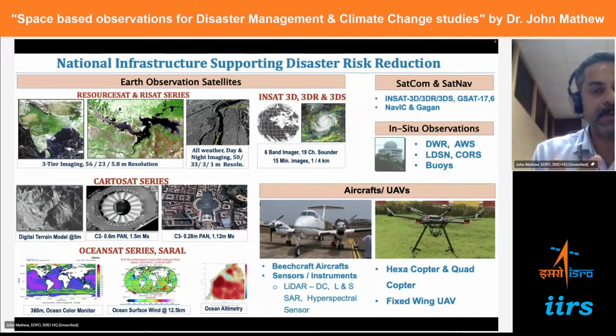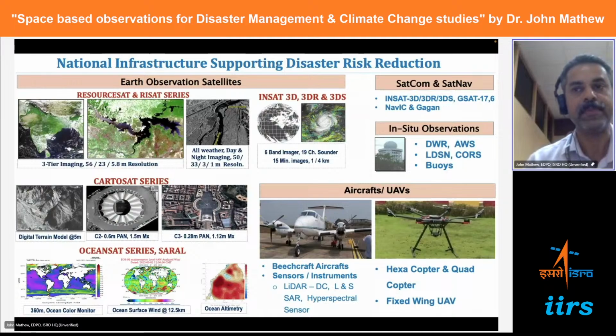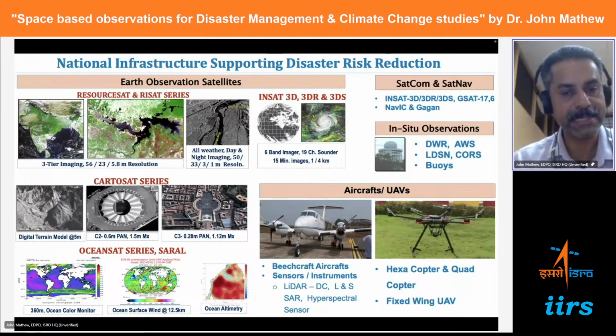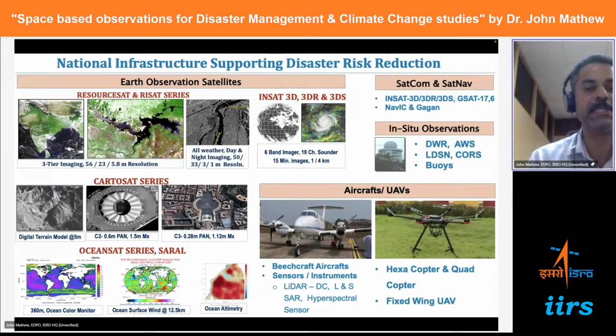And these images from the ResourceSat series are used for hazard, vulnerability, and risk assessment. These are basically used for preparing hazard maps or even monitoring the disasters. We also have the Cartosat series, which gives very high resolution images. We can image up to around 60 centimeter resolution with the Cartosat, and about 30 centimeter resolution using the Cartosat 3 series. This basically goes for damage assessment and also for hazard or vulnerability assessment.